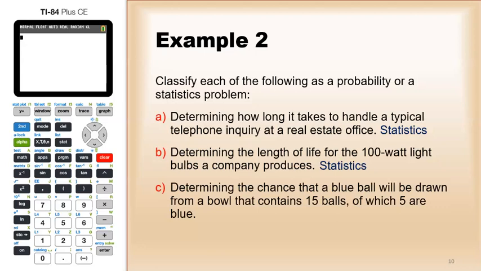Determine the chance that a blue ball will be drawn from a bowl that contains 15 balls, of which 5 are blue. This would be a probability. We have all the information already.